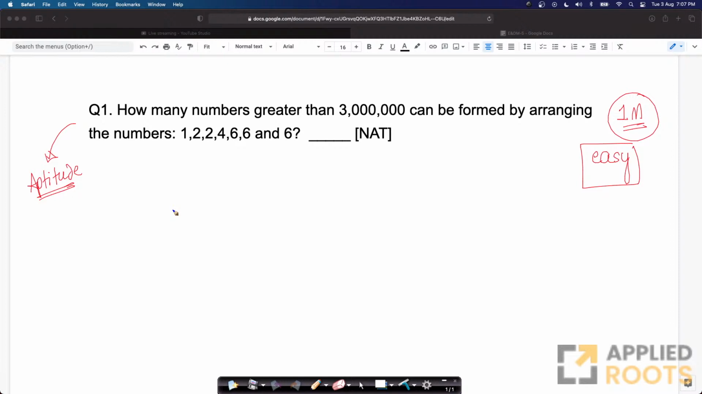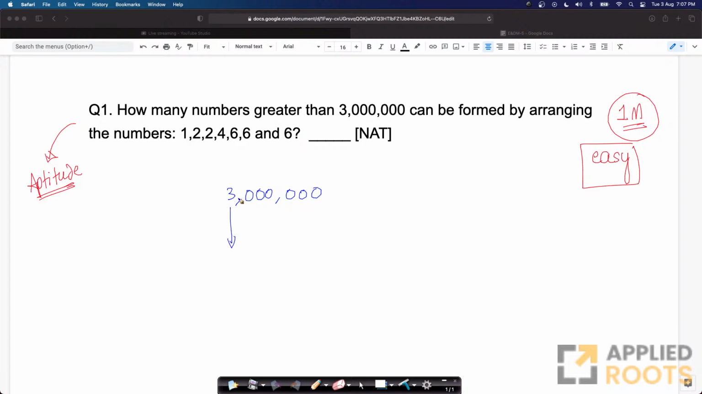Anyway, cool. Since we have many more problems ahead of us, let me try to solve this. So you have this number, which is 3 million, right? Now let's go position by position. And how many numbers do we have? 1, 2, 3, 4, 5, 6, 7. There are 7 locations and we have 7 numbers. It's as simple as that.